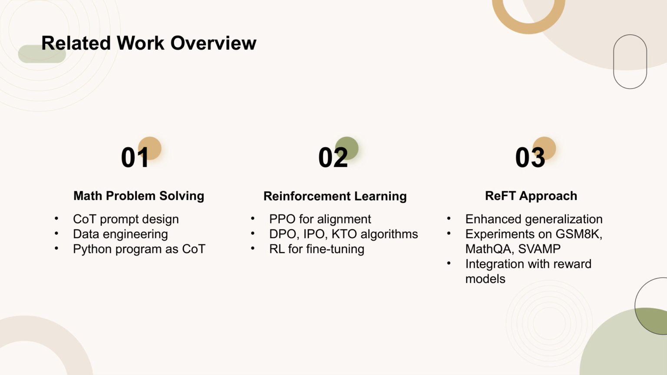In reinforcement learning, our work relates to applying proximal policy optimization, PPO, for aligning human preferences. Several training algorithms have been proposed to improve alignment efficiency. Our approach, reinforced fine-tuning, ReFT, utilizes reinforcement learning to solve math problems, showing enhanced generalization capabilities. We conducted experiments on foundational models like CodeLlama and Galactica across standard datasets, demonstrating improved performance over conventional supervised fine-tuning.